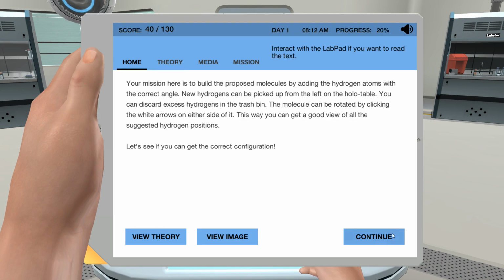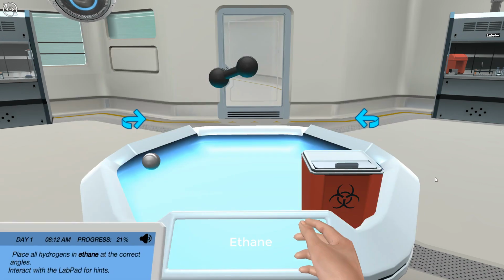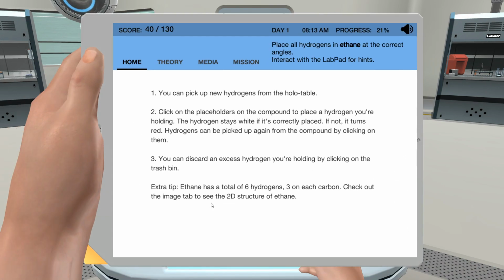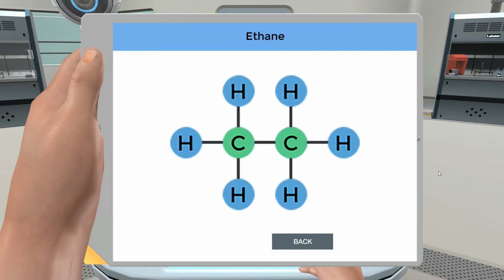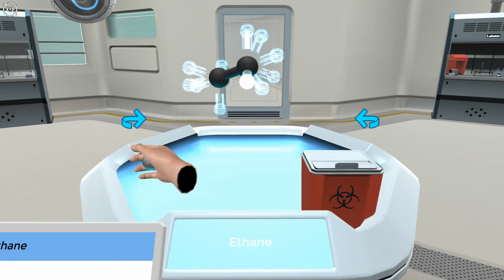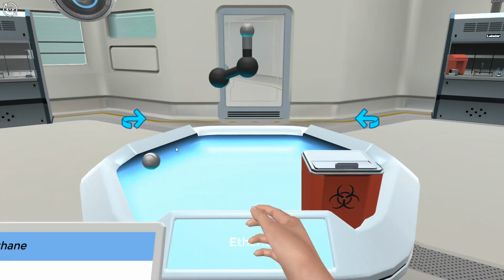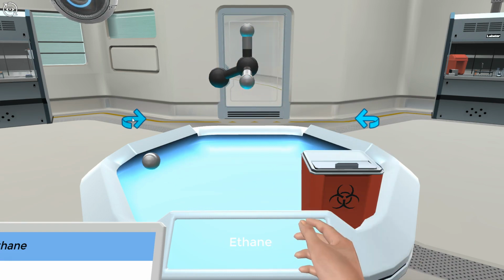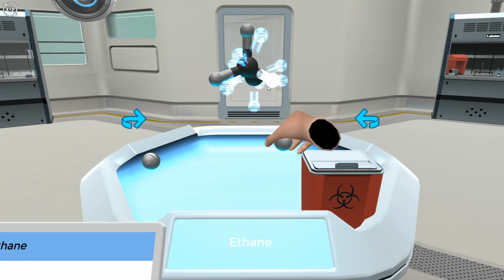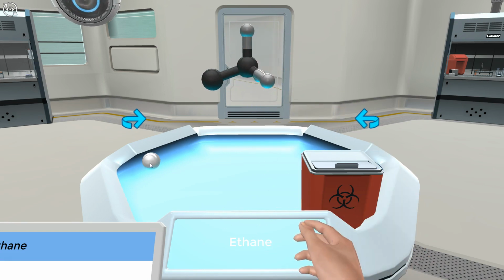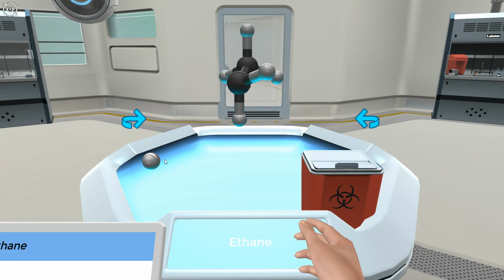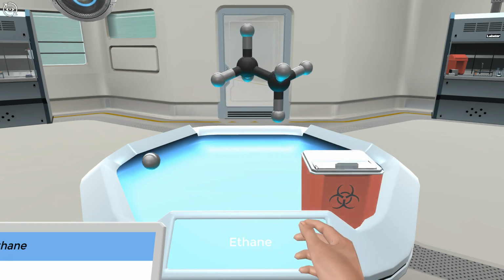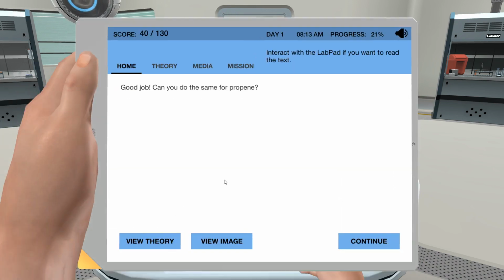Let's see if you can get the correct configuration. Place all hydrogens in ethane at the correct angles. Interact with the lab pad for hints. Good job. Can you do the same for propane?